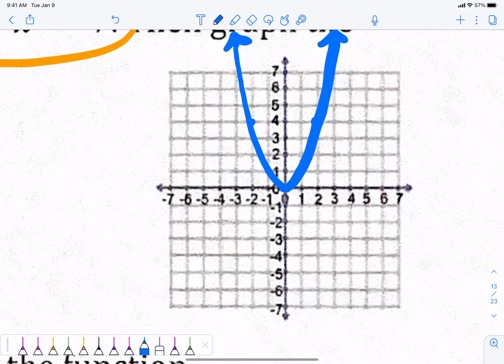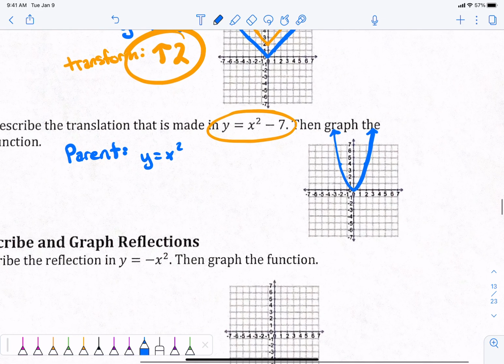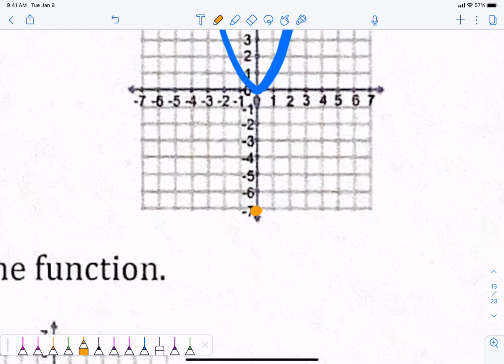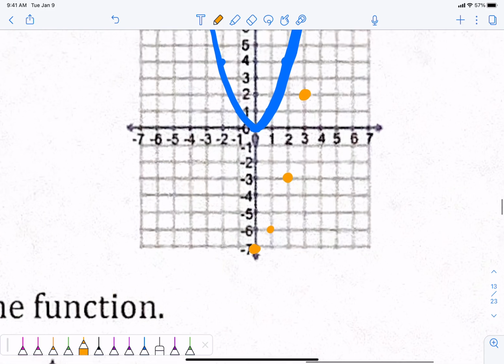And then we draw. Okay? All right, now, what's the transformation, though? Down 7. Down 7. Okay? So instead, we're going to start at negative 7. If I would go 1 over, I would go 1 up. If I would go 2 over, I would go 4 up. If I go 3 over, I would go 9 up. What's 9 up from negative 7? Positive 2 is where I will end up. Does that make sense? Okay, and then I do the same thing on the other side.